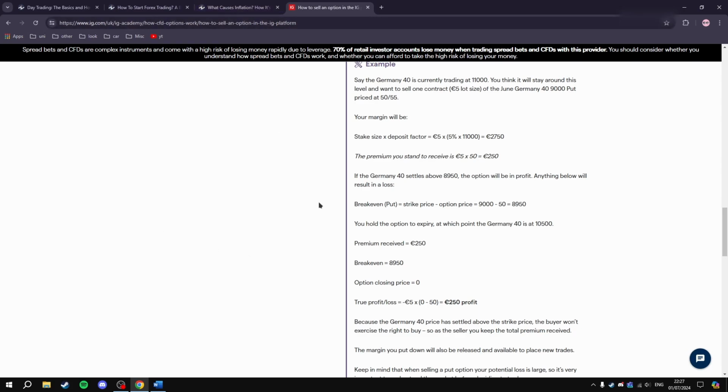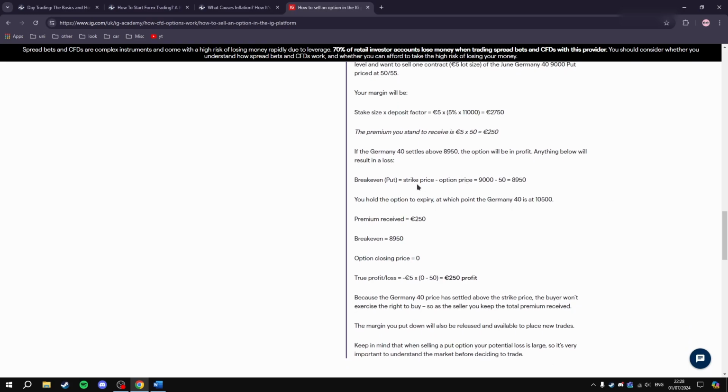Your margin will be stake size times by deposit factor. So €5 times by 5% times 11,000, which is €2,750. Deposit factor, I'm assuming you get that deposit factor from the product details. Premium stand to receive is €5 times by 50, which is 250. If the Germany 40 settles above 8,950, the option will be in profit. Anything below results in a loss.